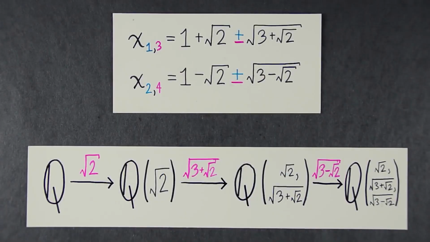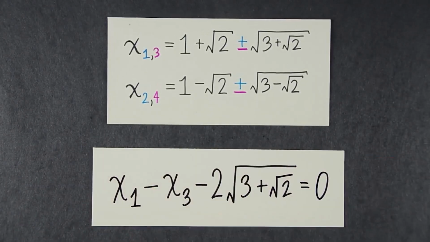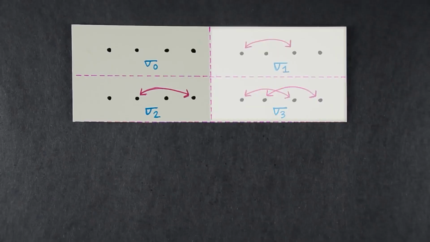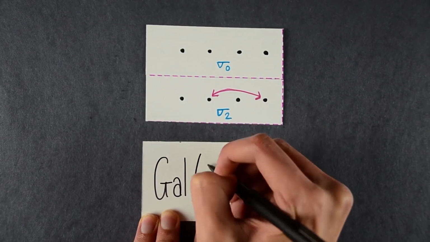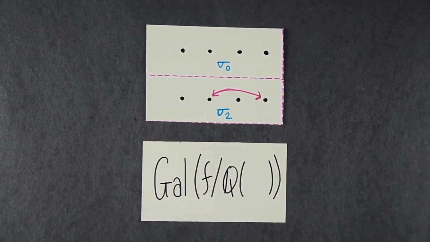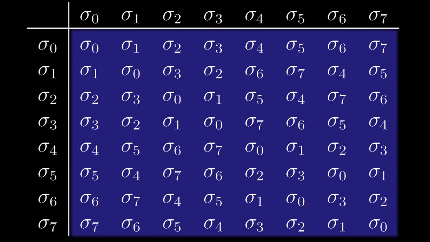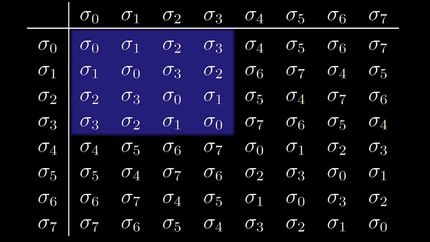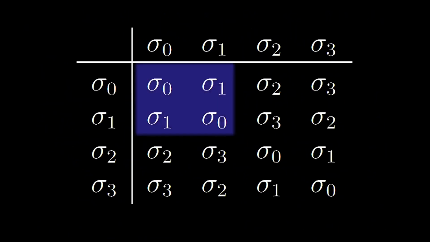Now let's adjoin another number, the square root of 3 plus root 2. Then we have another equation that the roots must satisfy. 2 of our permutations don't preserve this new equation, so the Galois group has shrunk to this. This is called the Galois group of f over the field Q adjoin root 2 and root 3 plus root 2. In the group table, this is the group we started with. This is the group we had in step 2. This is what we have now.